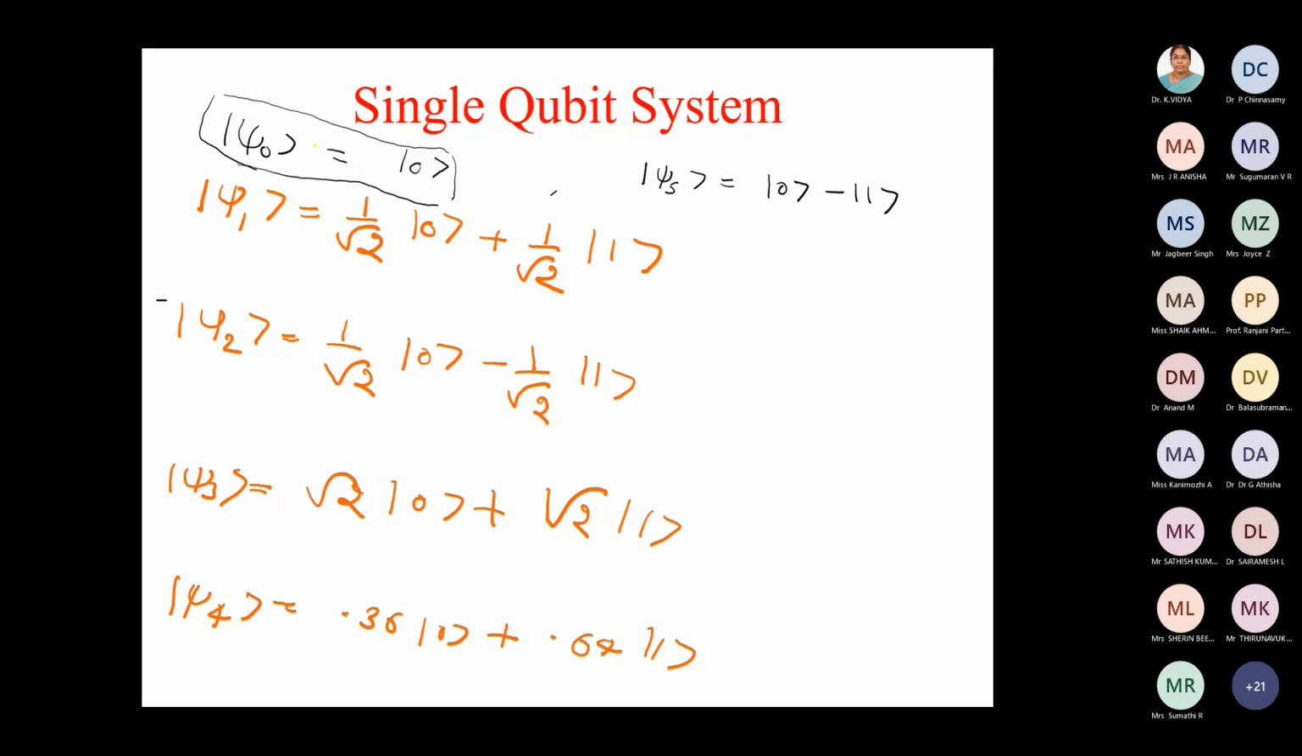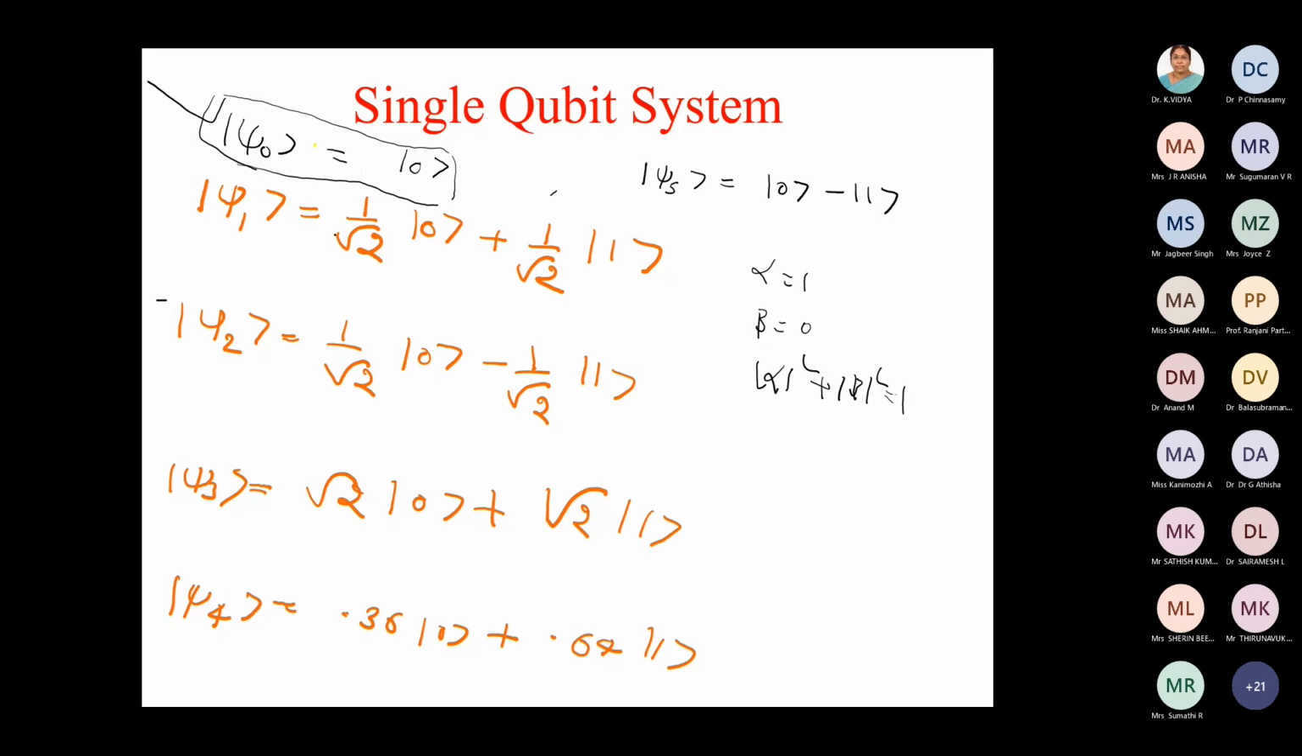Now it does not satisfy the alpha square plus beta square equal to 1 equation. Why? What is alpha here? Alpha is 1. Okay. What is beta? Beta is also 0. So what is the constraint? Mod alpha square plus mod beta square is equal to 1. That is satisfied. So is it a valid qubit? Yes, sir. Valid. Okay.